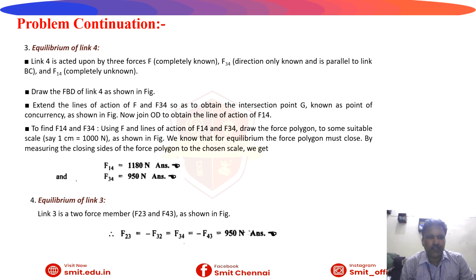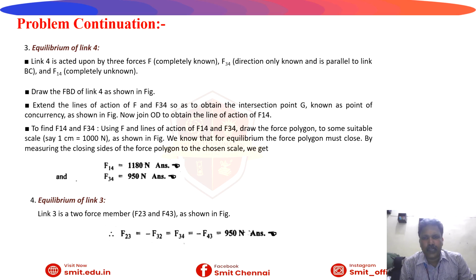Extend the lines of action of F and F34, so as to obtain the intersection point G, known as the point of concurrency as shown in the figure. Now join the OD to obtain the line of action of F14. To find F14 and F34, use F and the lines of action of F14 and F34. Draw the force polygon. Already we have seen in the previous class how to draw the polygon. The two unknowns mean we have to draw the lines. The closing polygon will give the unknowns. The same thing we have to follow here also.